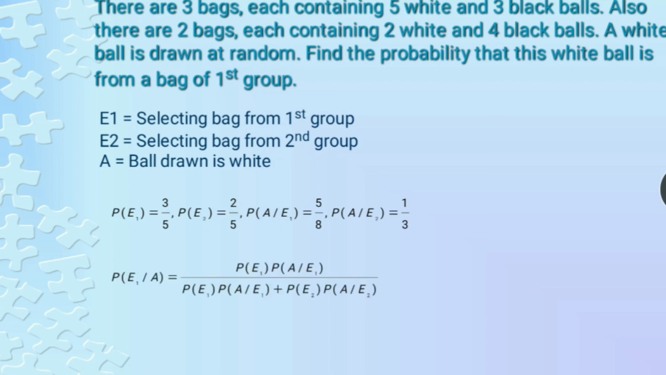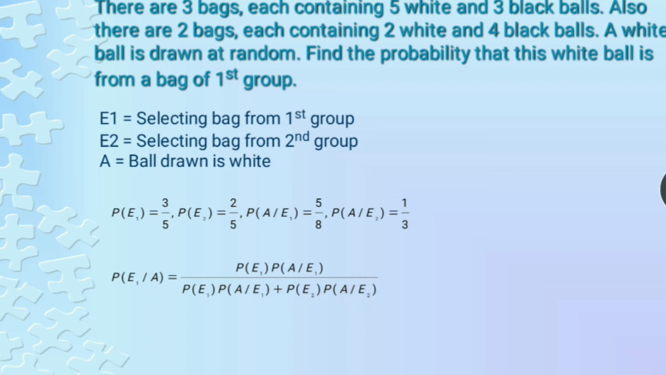Now probability of E1 given A, because we have to find out the probability that it is a white ball and drawn from the first group. So for the first group it is E1, so we need to find out probability of E1 given A, that it is the white ball. So by Bayes theorem it is given by this formula. Probability of E1 given A is equal to probability of E1 into probability of A given E1 divided by probability of E1 into probability of A given E1 plus probability of E2 into probability of A given E2.